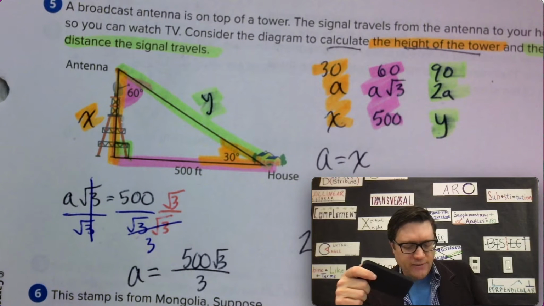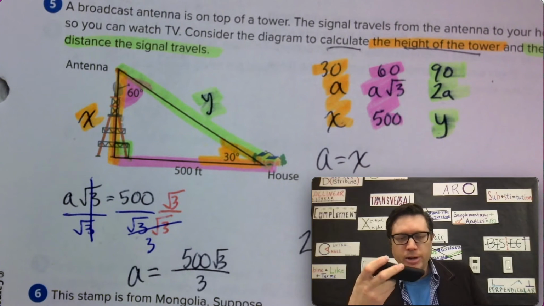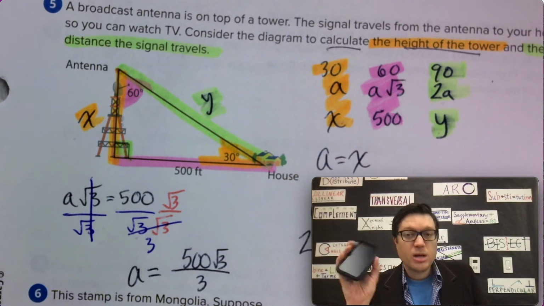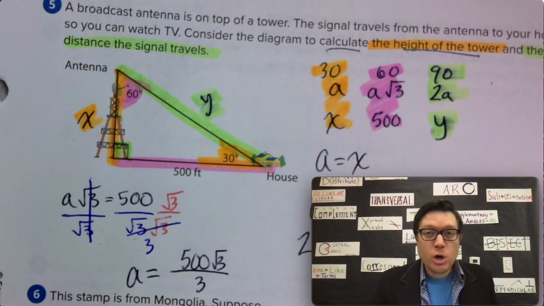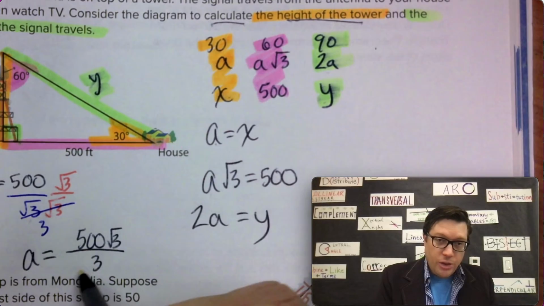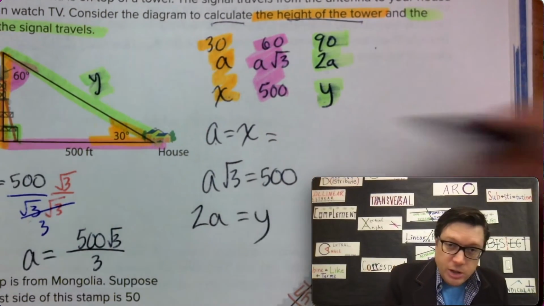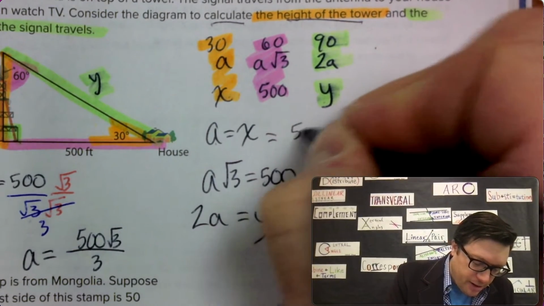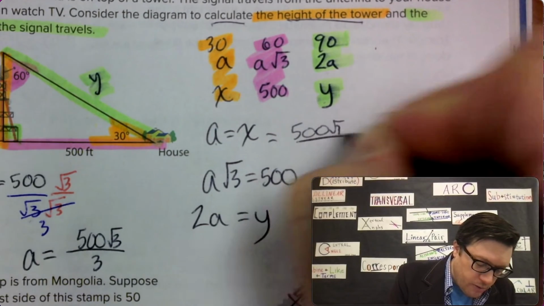And then, knowing that a is this fraction, yeah, you could do a decimal value. Hey Siri, what's 500 times the square root of 3 divided by 3? Technology failed me right now. You could go calculate that. But x is that fraction. So now we have a value for how big x is. 500 root 3 over 3.